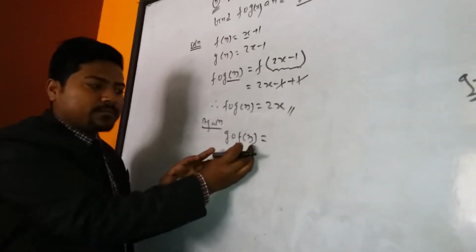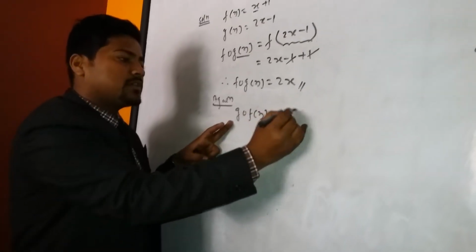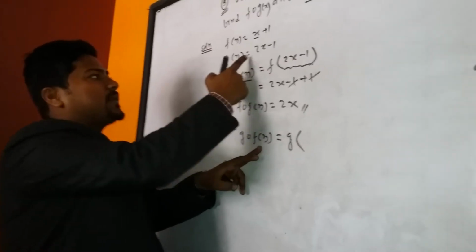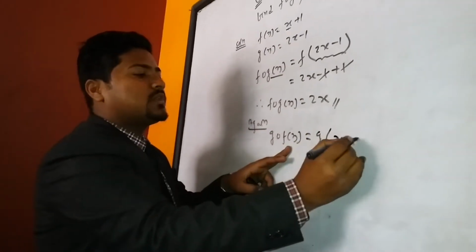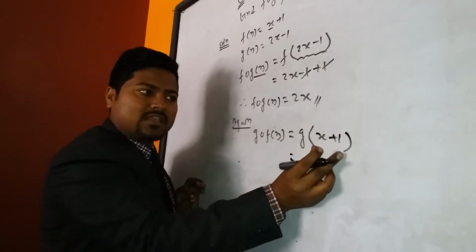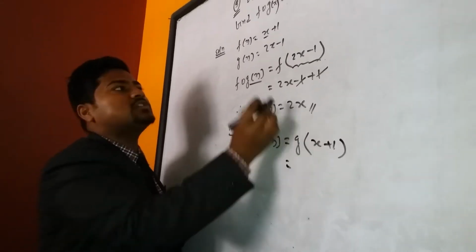Then what to write first? f(x). So g writes here. So what is the f(x) value given? x plus 1. Now here, what is given? g. And whatever value is given here, in the place of x you have to write in the g.